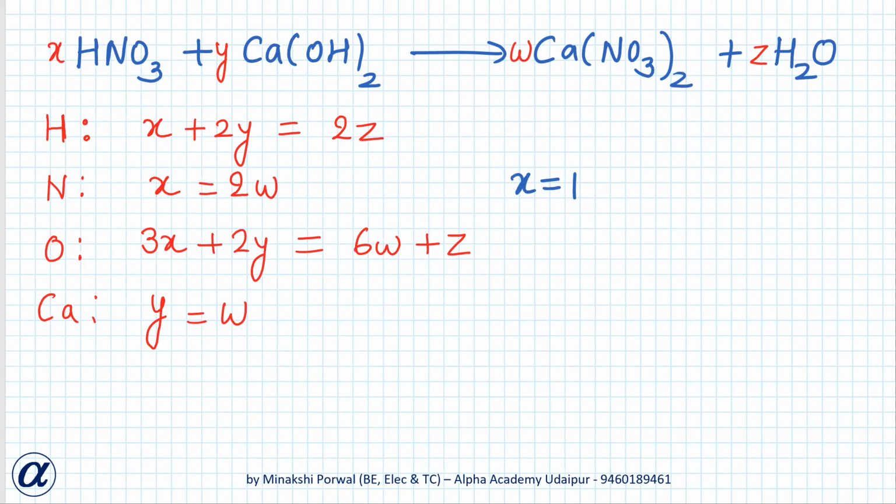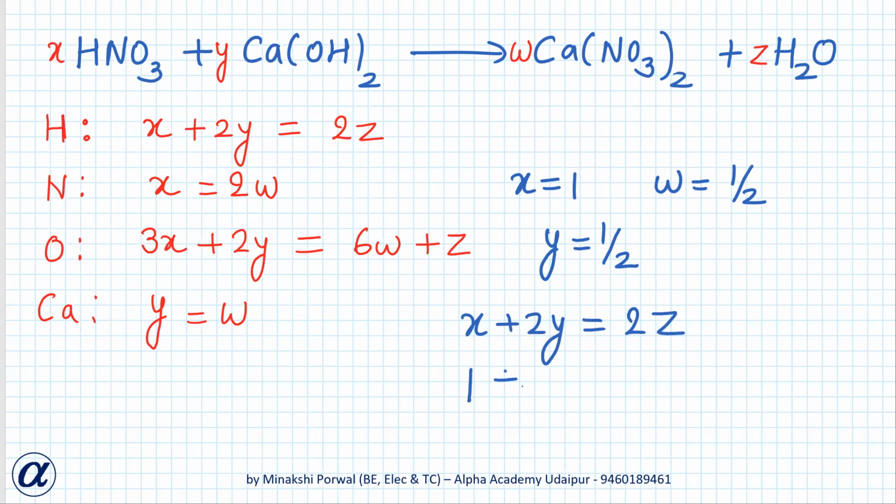If I am putting x here as 1, what is the value of w? w will be equal to 1 by 2. If I substitute x here 1, so 1 equals 2w, w equals 1 by 2. Okay, x and w I got, y equals w, so y is also 1 by 2. Now we want z, x plus 2y equals 2z, x is 1, y is 1 by 2, z we don't know, so 2 equals 2z, z equals 1.